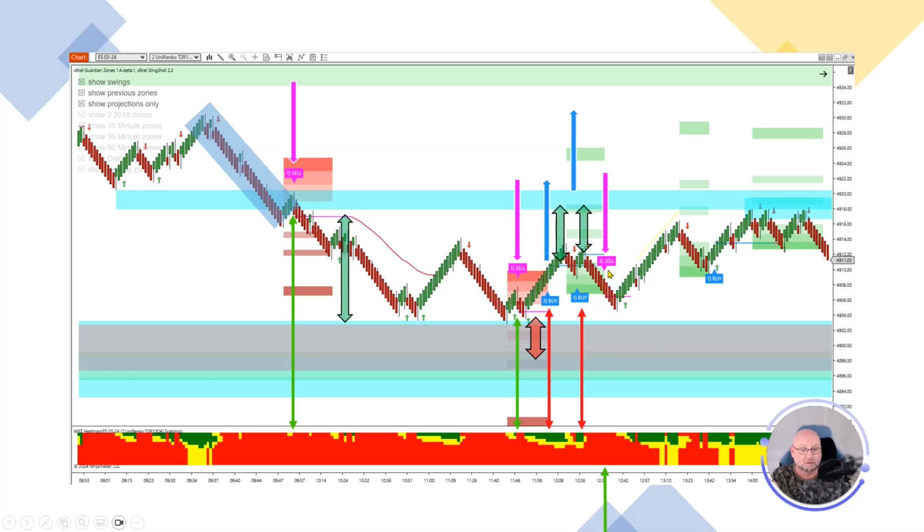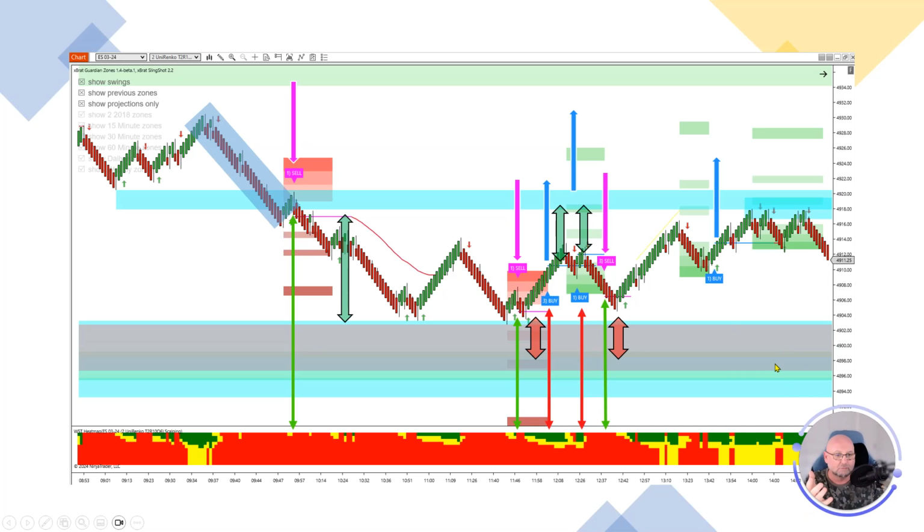Type 3 sell. We've got confirmation here, but we've got no fresh air. We don't take the trade. It turns around and goes back up again. And then finally, we get a buy signal here. We've got no confirmation. We've got no fresh air. We don't take the trade.